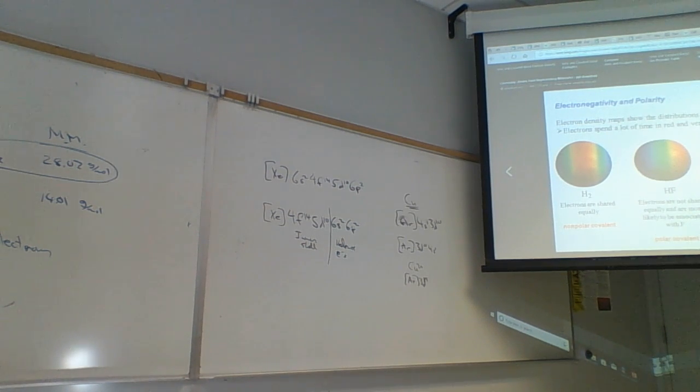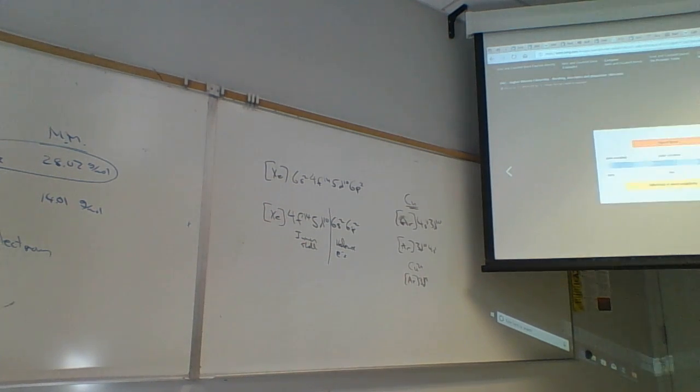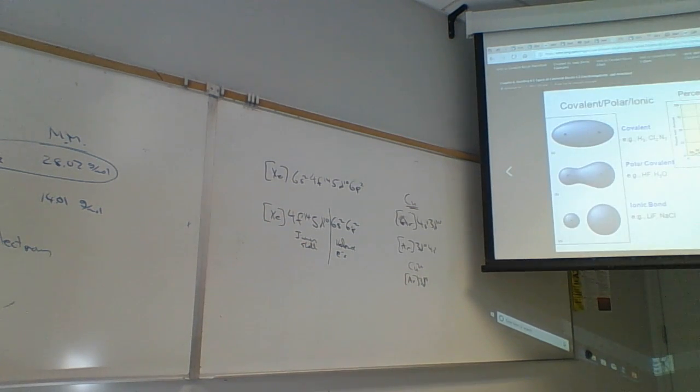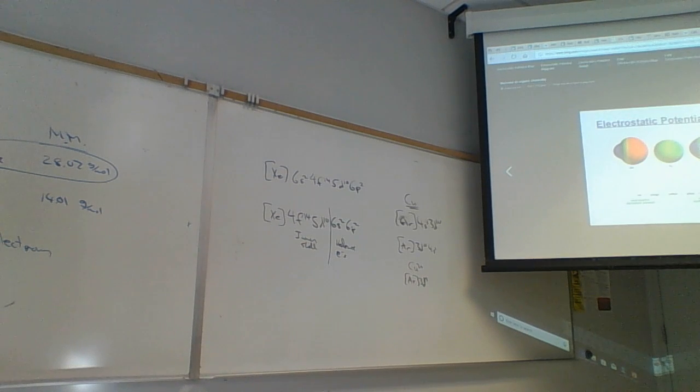These electrostatic maps are kind of helpful for gauging it. This is more showing the polarity, the sharing and non-sharing of electron cloud. Some more maps here.